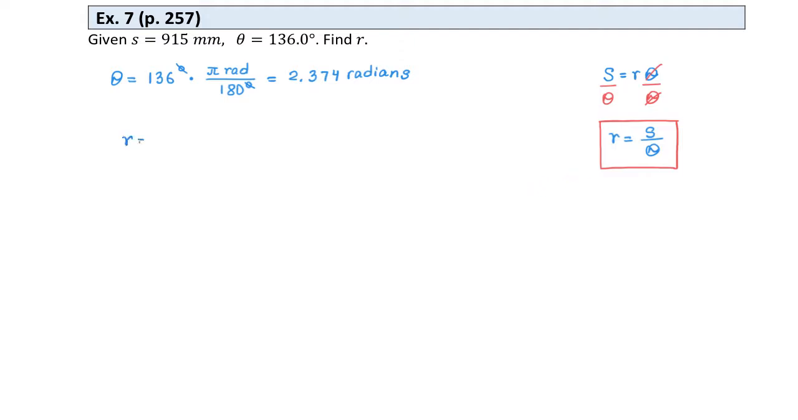r equals s divided by theta, and we will replace s with 915 and theta with 2.374, and the radius will be approximately 385 millimeters.